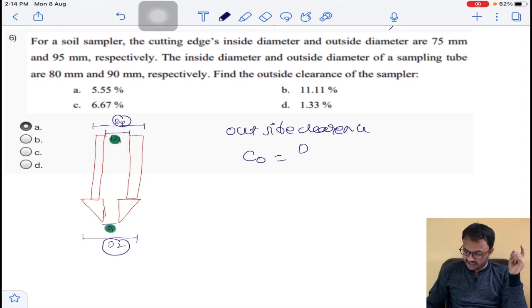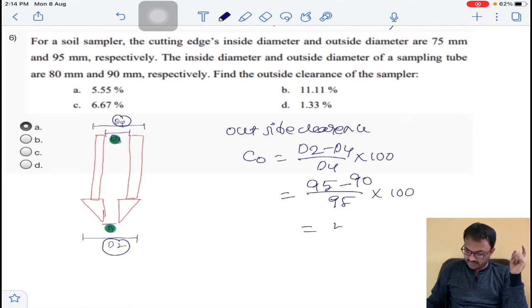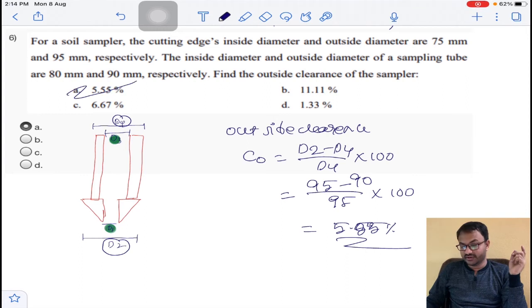It is related to outside dimensions: D2 minus D4 divided by D4 into 100. So D2 is 95 he has given, and D4 is equal to 90, so (95 minus 90) divided by 90 into 100. So this will be 5.55%. Okay, so the answer is A. So you need to remember this diagram. 1 and 2 are at the bottom, and 3 and 4 are at the top diameter. Okay.